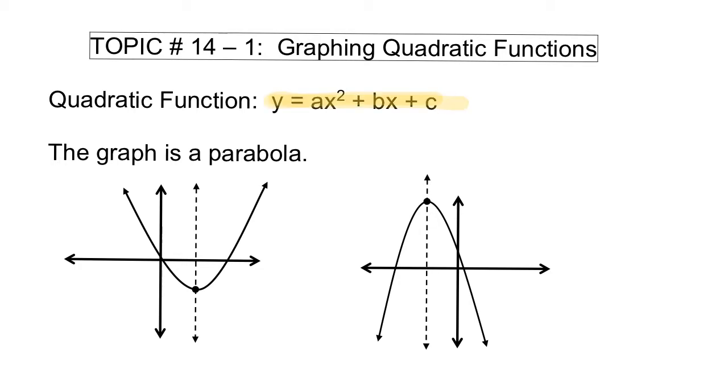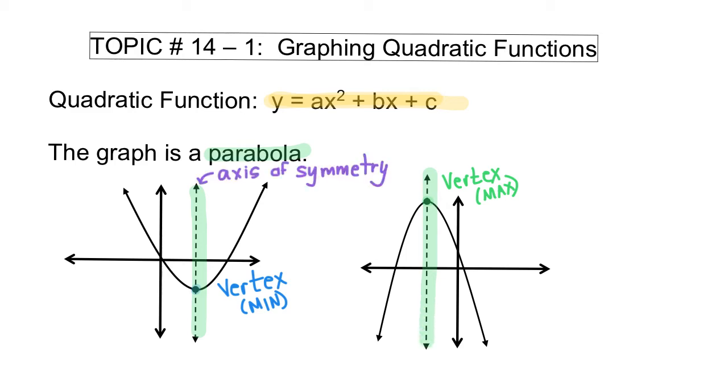Let's review some vocabulary about quadratic functions. The graph is called a parabola. On the left we have a vertex which is a minimum, and on the right we have a vertex which is a maximum. Each side of the parabola is reflected across the axis of symmetry, which goes through the vertex.